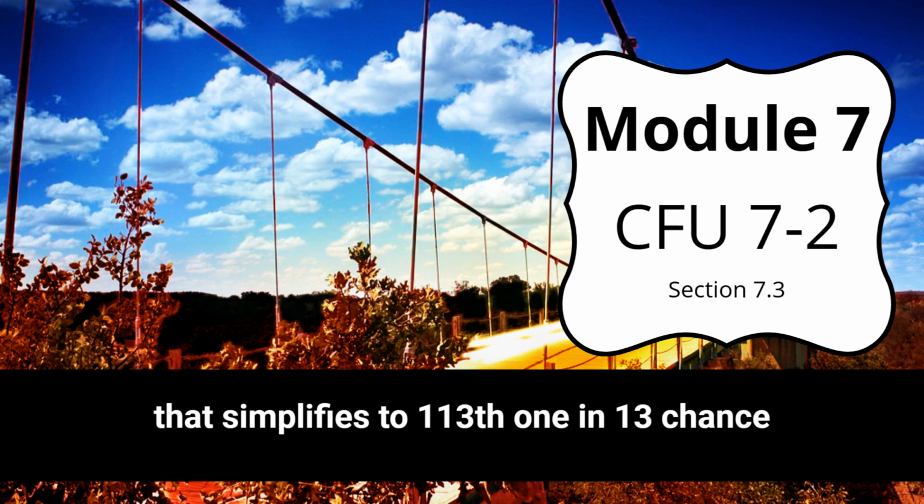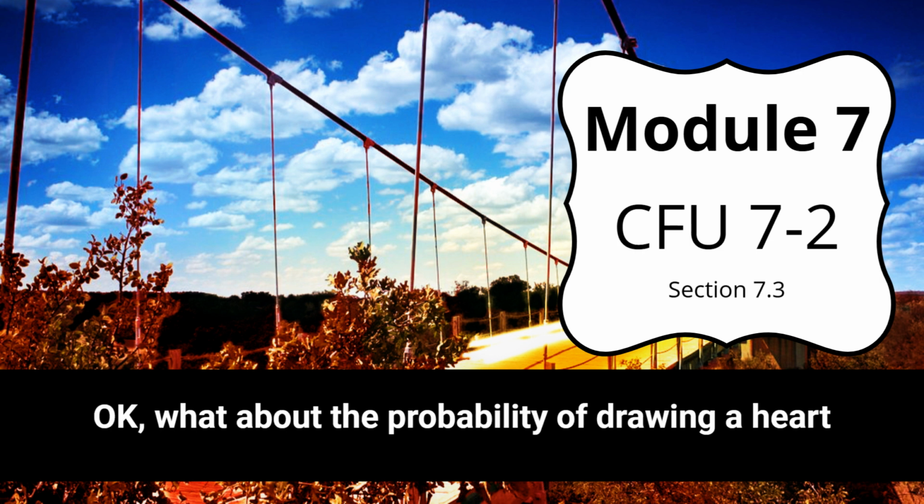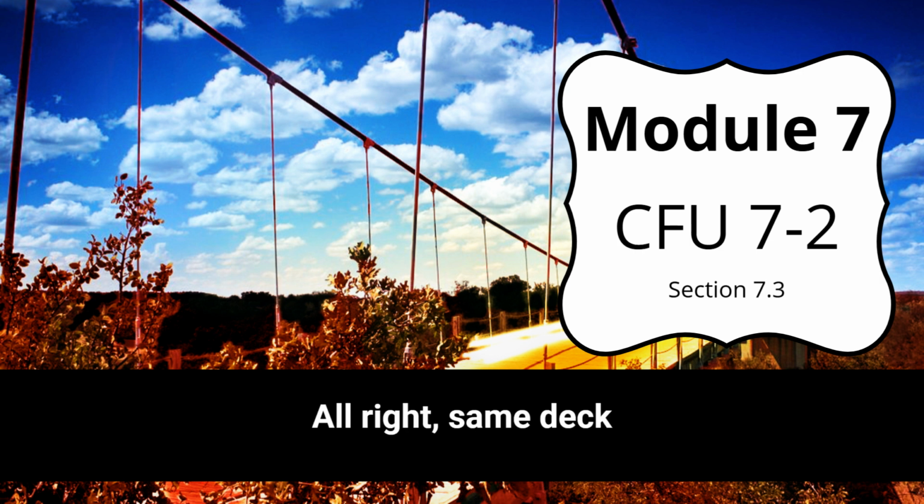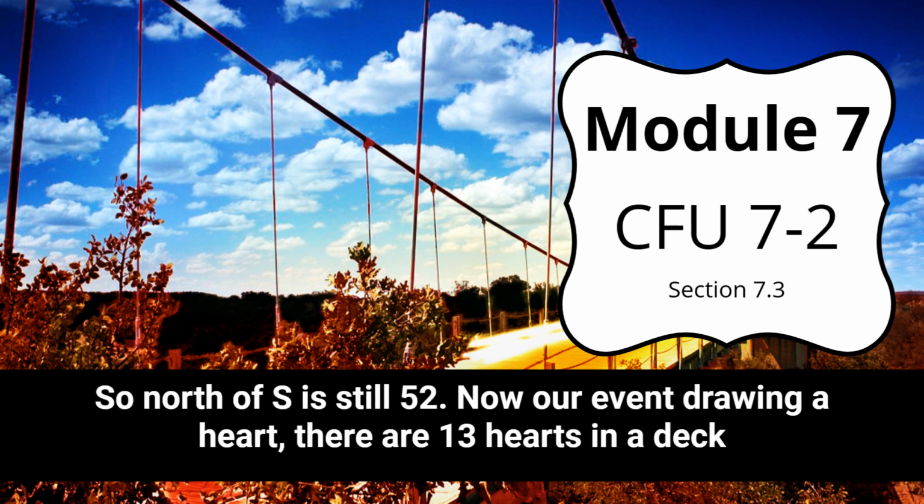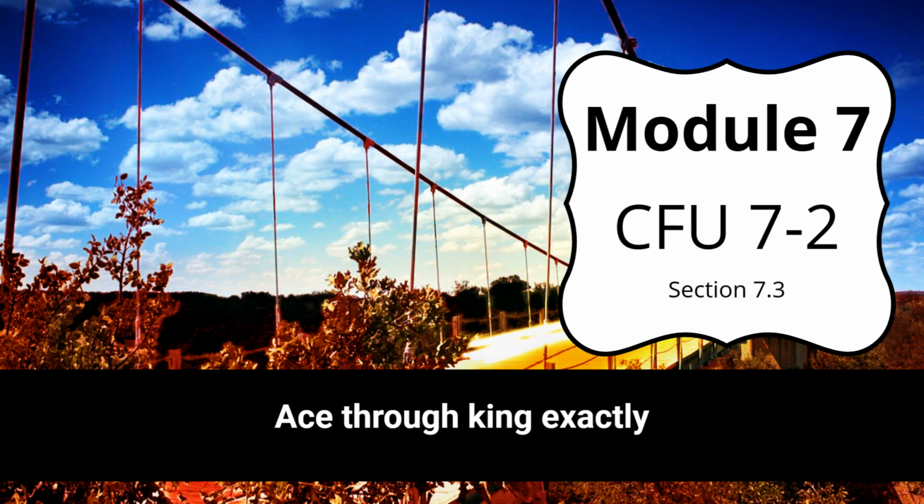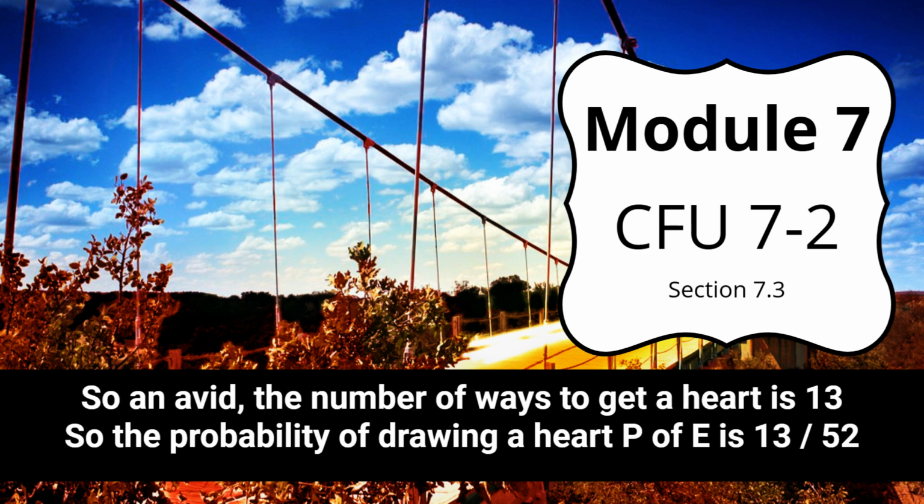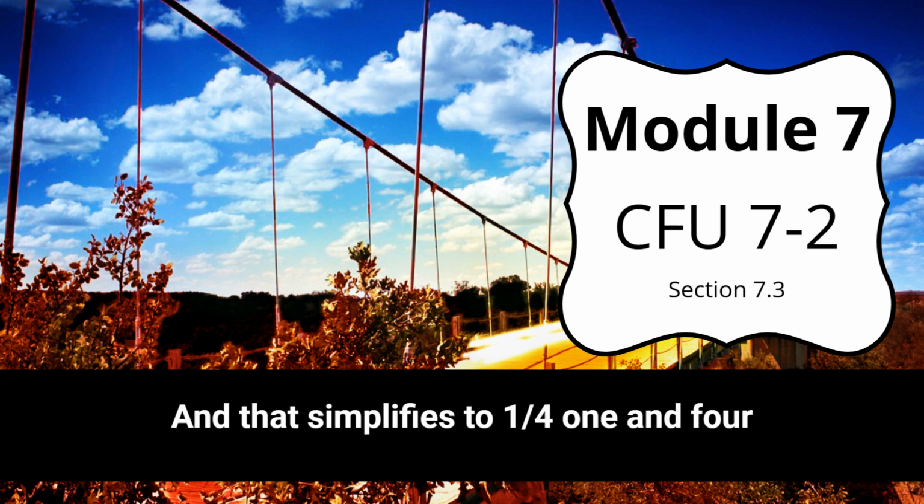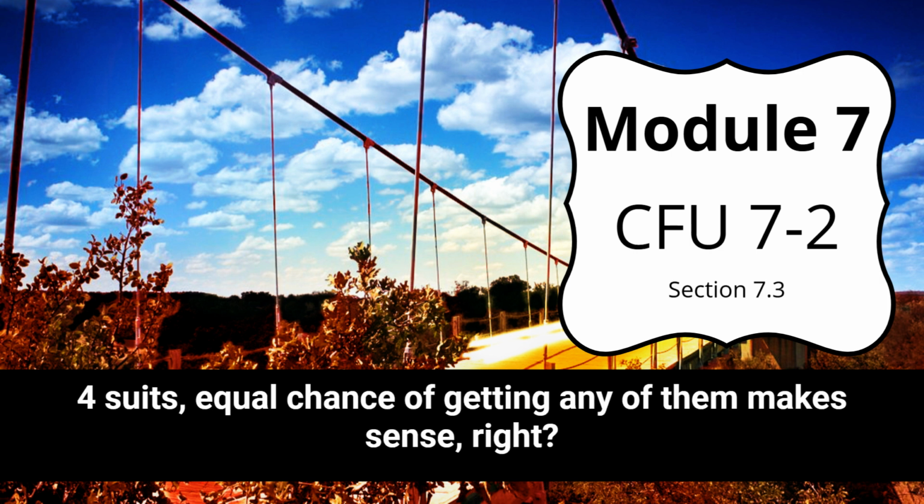1 in 13 chance. Okay, what about the probability of drawing a heart? Any heart. All right, same deck, same sample space, 52 cards. So n of S is still 52. Now, our event, drawing a heart: there are 13 hearts in a deck. Right, ace through king. Exactly. So n of E, the number of ways to get a heart, is 13. So the probability of drawing a heart, P of E, is 13 divided by 52. And that simplifies to 1/4. 1 in 4. That makes sense. 4 suits, equal chance of getting any of them.